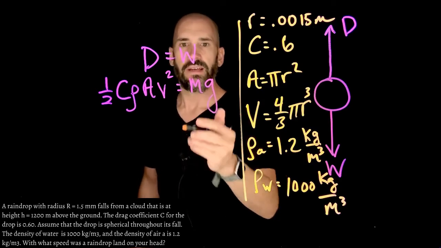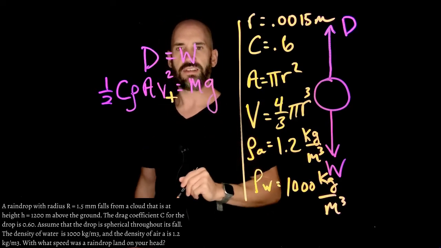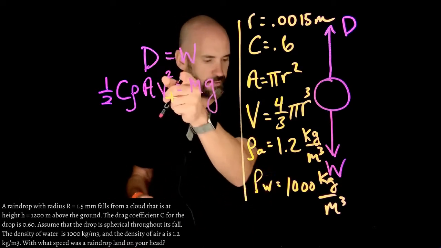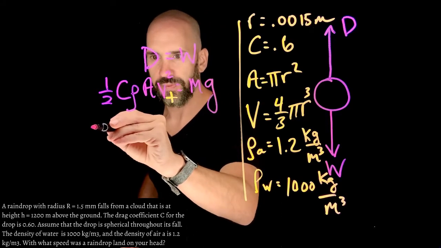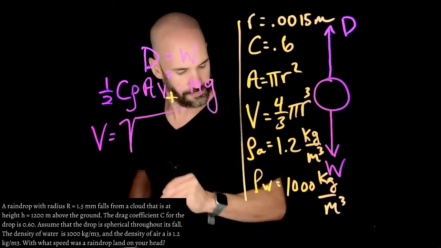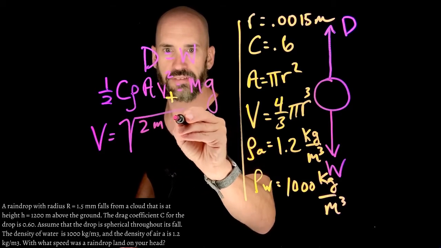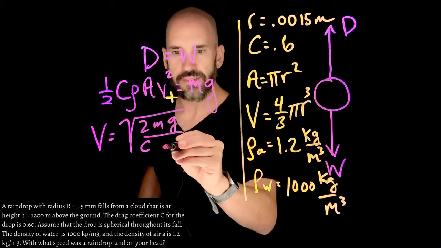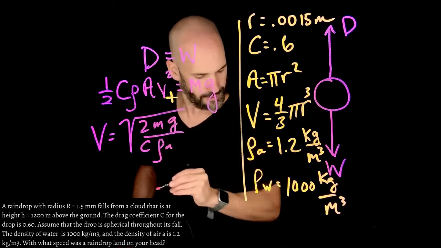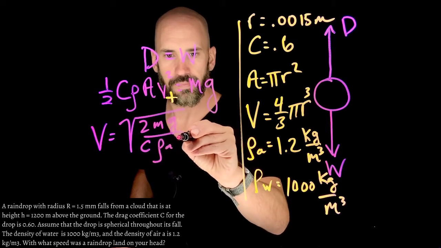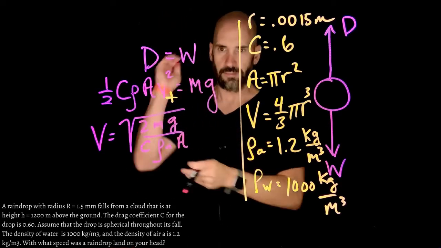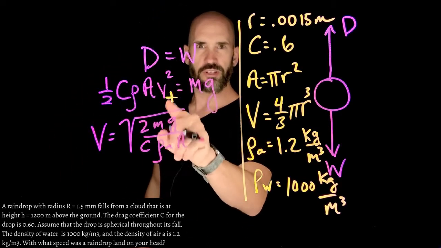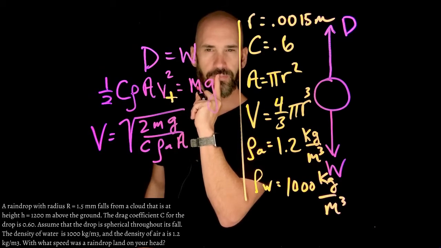All right, so I'm putting a little v_T there for terminal velocity. And if I solve for v, we get that v is equal to the square root of 2 times the mass times gravity, divided by the coefficient of drag times the density of air times the area. Now, there's a couple things you may look at this equation and be like, man, I don't actually know that.